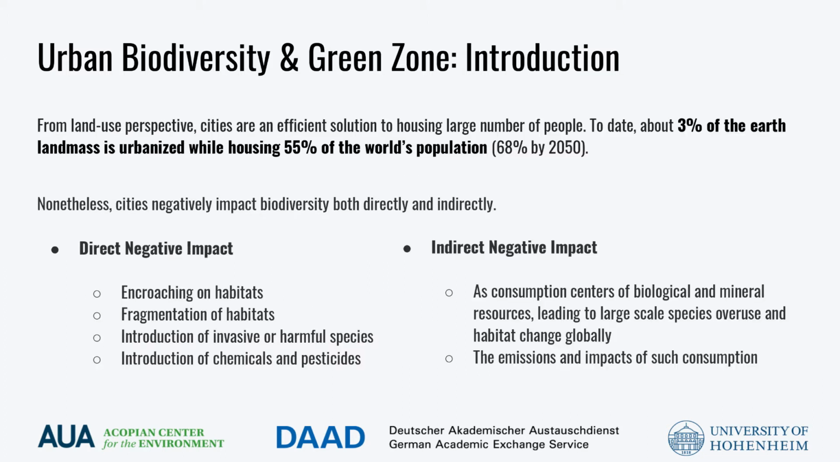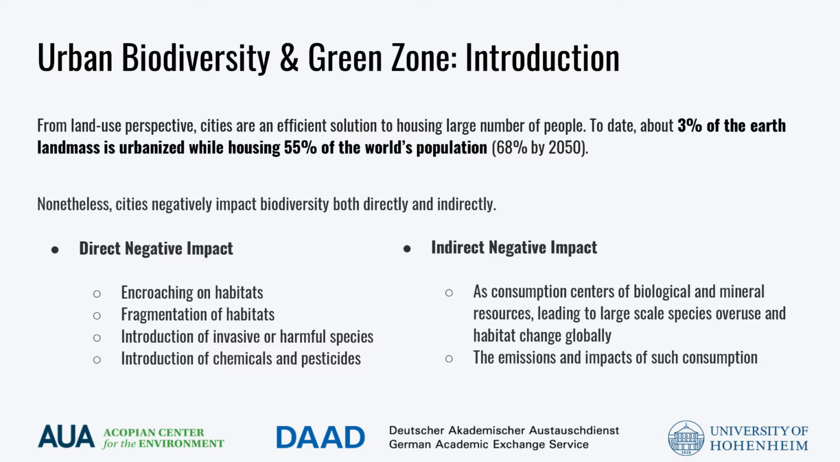From a land use perspective, cities are an efficient solution to housing large numbers of people. To date, more than 3% of the Earth's landmass is urbanized, while housing 55% of the world's human population. This is expected to increase to 68% of the human population by 2050, with a similar ratio of population to urban land coverage. Nonetheless, cities can negatively impact biodiversity, and this impact can be either direct or indirect.